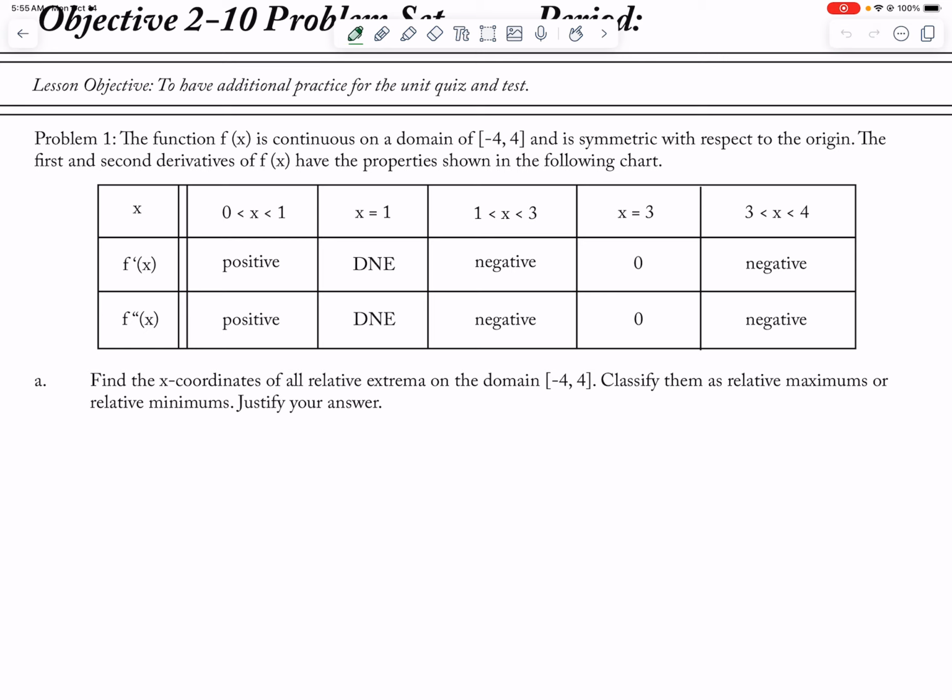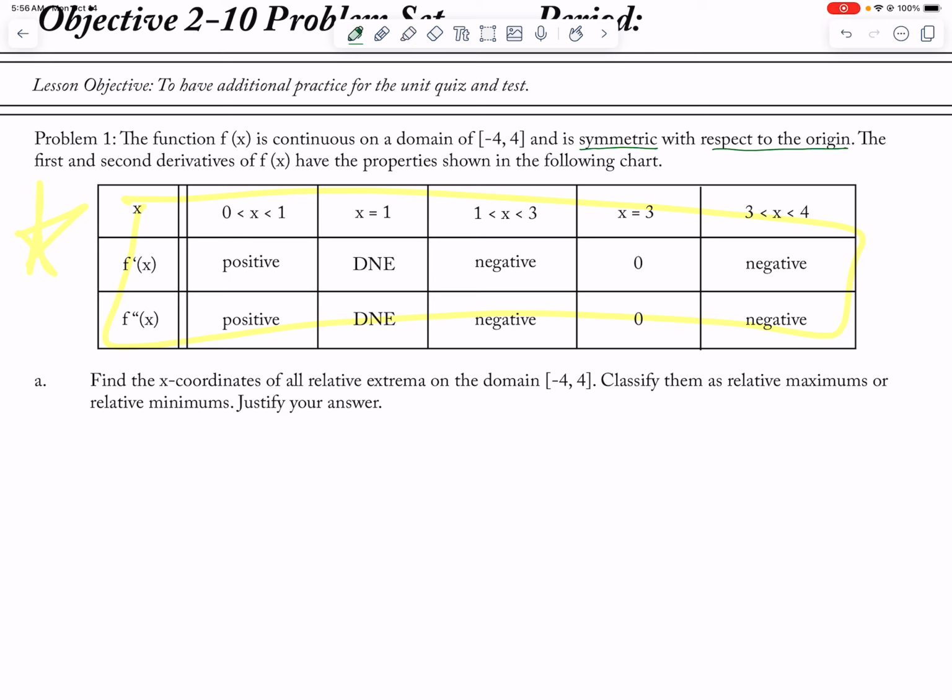Now, what you notice is that this is symmetric with respect to the origin. That means that this is only half of it. So there's another half on this other side that's reflected. And so you think about a parabola, right? Parabolas are symmetric across the vertex. Same thing, but now I'm symmetric with respect to the origin.